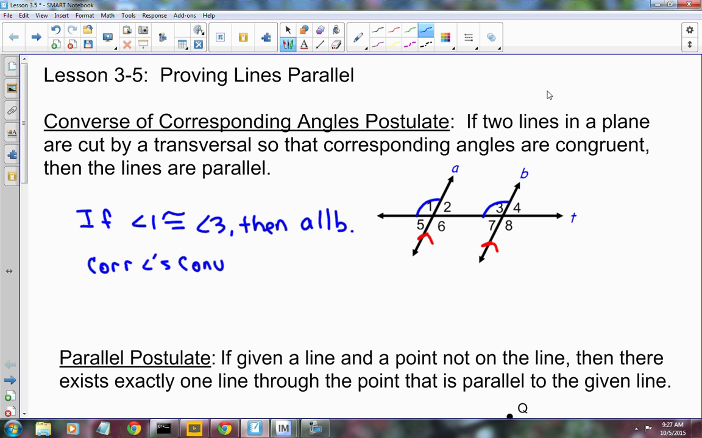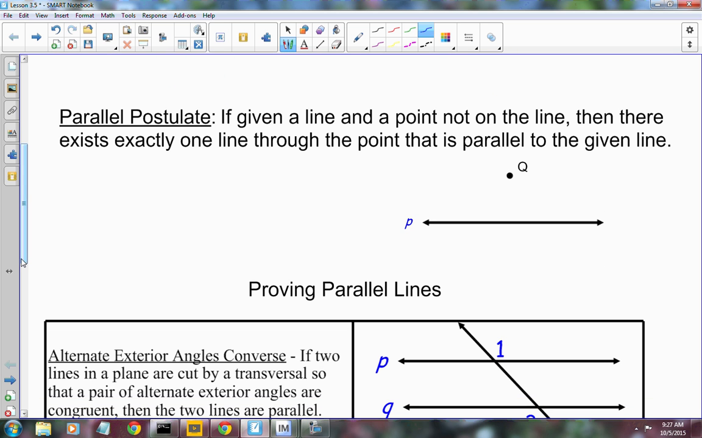Okay? All right. Now I've got a postulate here called the parallel postulate. It says that if given a line and a point not on the line, then there exists exactly one line through the point that is parallel to the given line. Kind of like the auxiliary line that we drew last week. You've got a line right here, and you've got a point that's not on the line. Then there is exactly one line that I can draw through that point so that these two lines are parallel to each other. Okay? It's the parallel postulate.